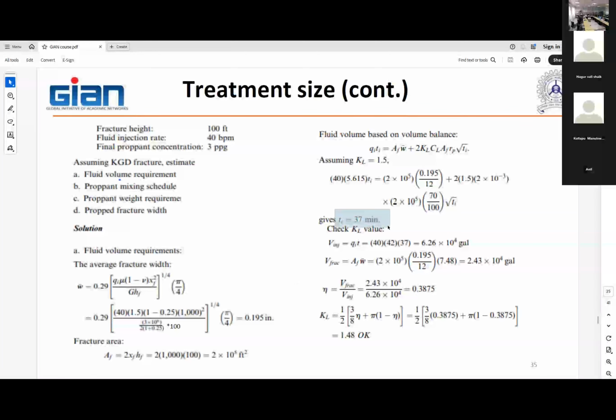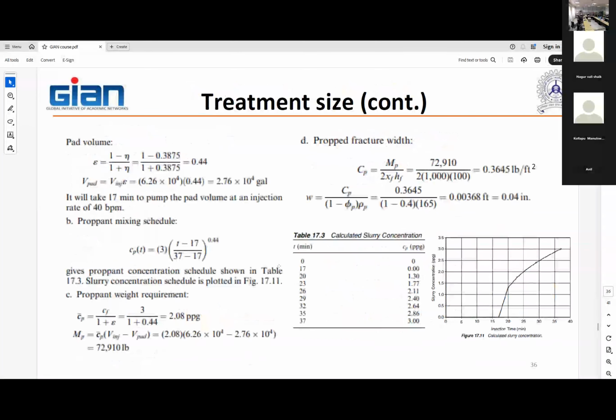Total time is 37 minutes. Out of which 17 minutes, you will pump only what? The pad volume. So now you are remaining 20 minutes. So now for those 20 minutes, you have to keep increasing the propant concentration. So how will you design that? So this is the propant mixing schedule.